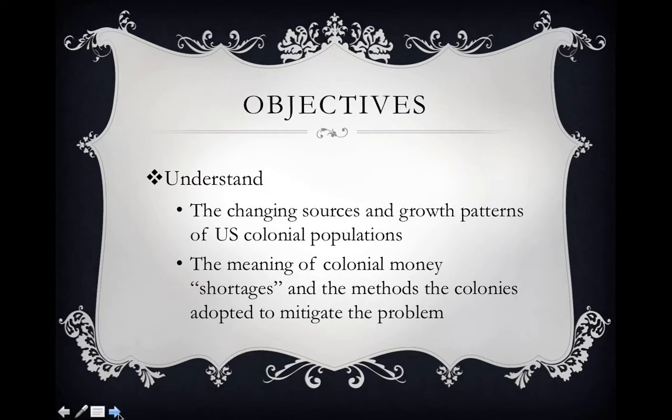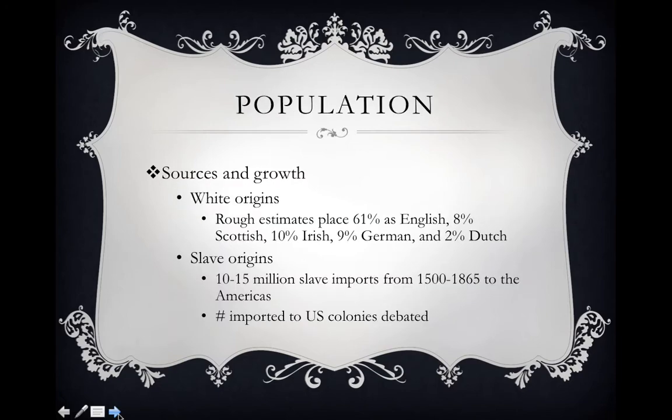Very important to discuss. Also, we're going to take a look at this notion that the colonists felt that there was a shortage of money, and how the colonies adopted different strategies to alleviate the problem of this money shortage. And we'll also take a look at the modern perspective on whether or not there truly was a shortage of money in the colonies. So first we're going to take a little bit of a look at population.